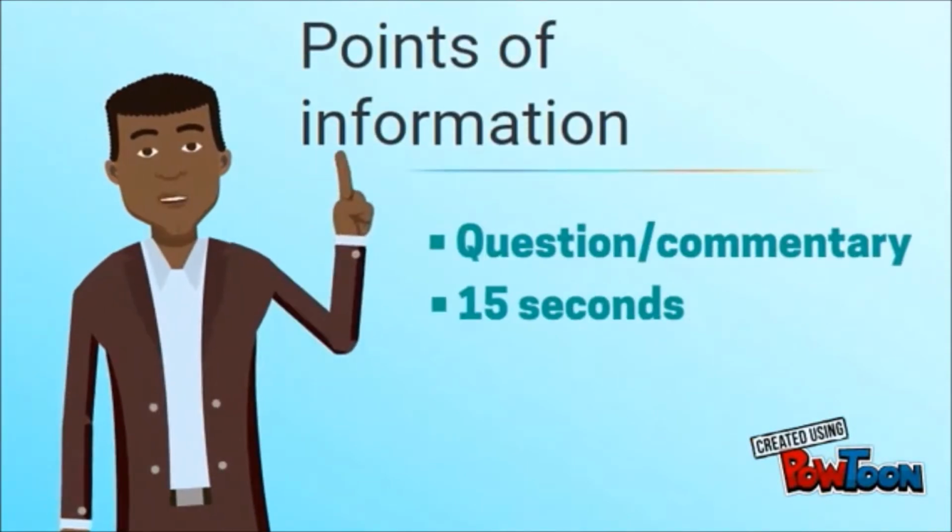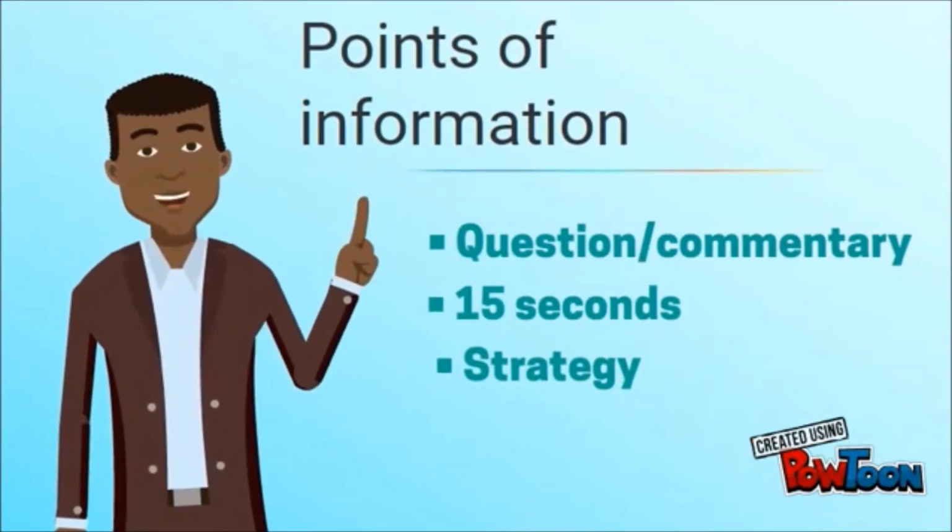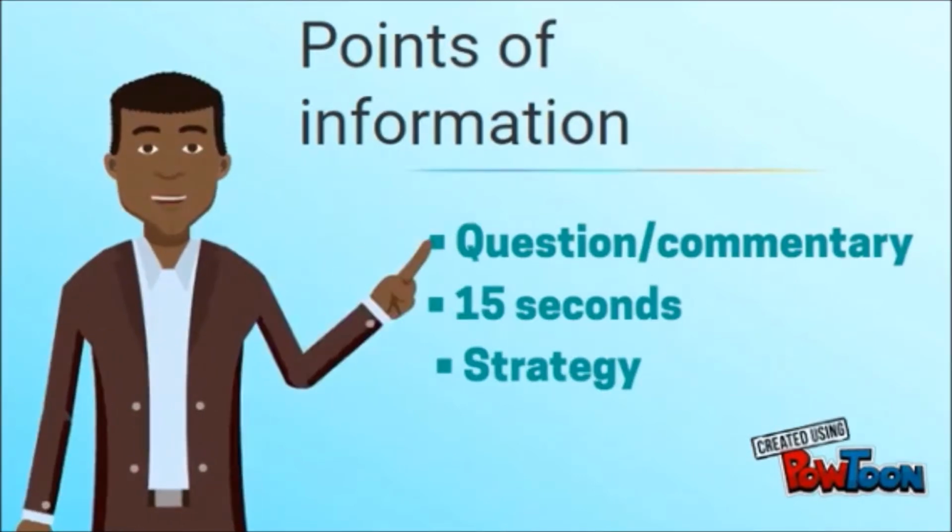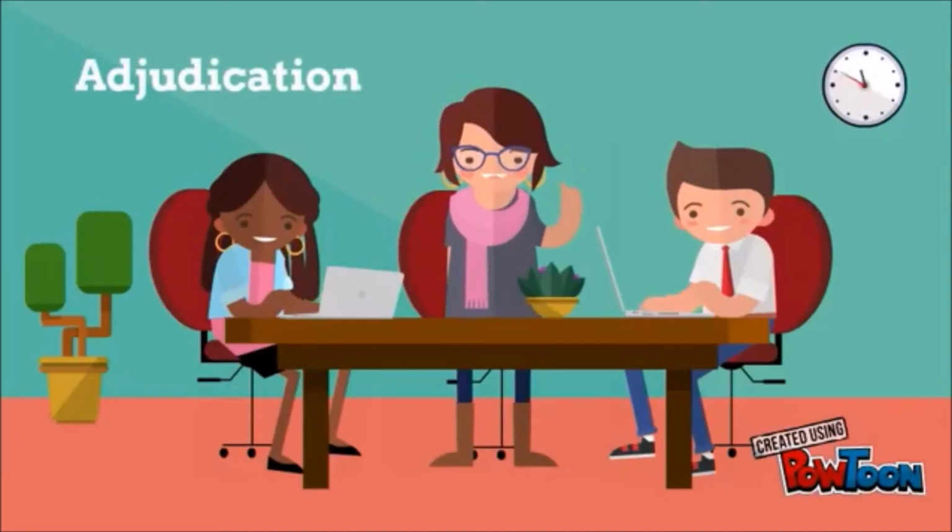An important part of interaction is points of information, or POIs, which are a question or a commentary a person can make on any of the opposite team's speech. It's a good strategy to accept at least one POI. They normally last 15 seconds, as you are using the other debater's time.